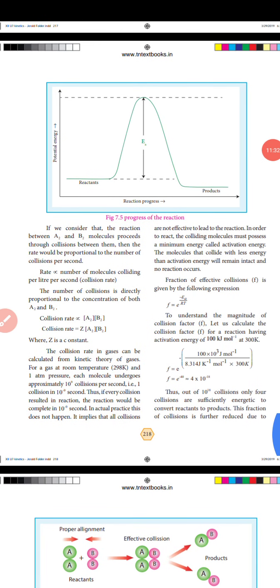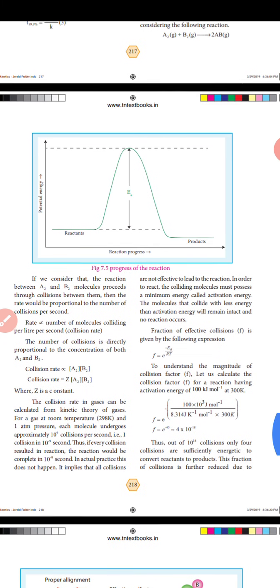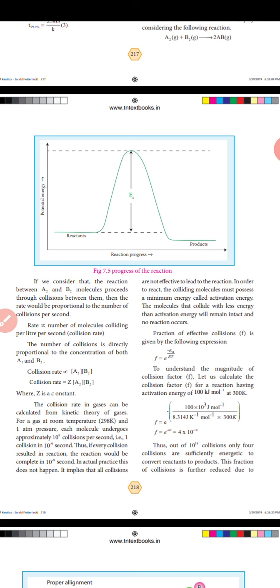The collision rate in gases can be calculated from the kinetic theory of gases. For a gas at room temperature and 1 atmosphere pressure, each molecule undergoes approximately 10 to the power 9 collisions per second. Thus, if every collision resulted in reaction, the reaction would be complete in about 10 to the power of minus 9 seconds. In actual practice, this does not happen. It implies that not all collisions are effective in leading to reaction.